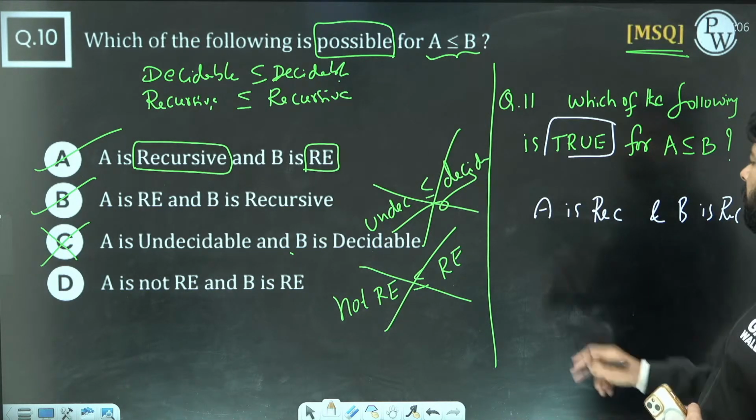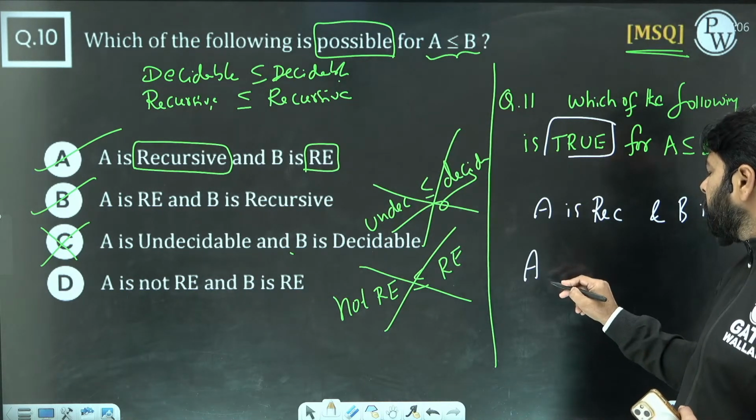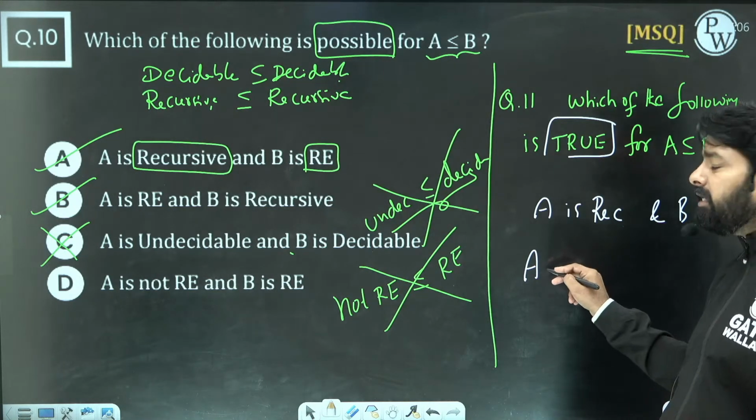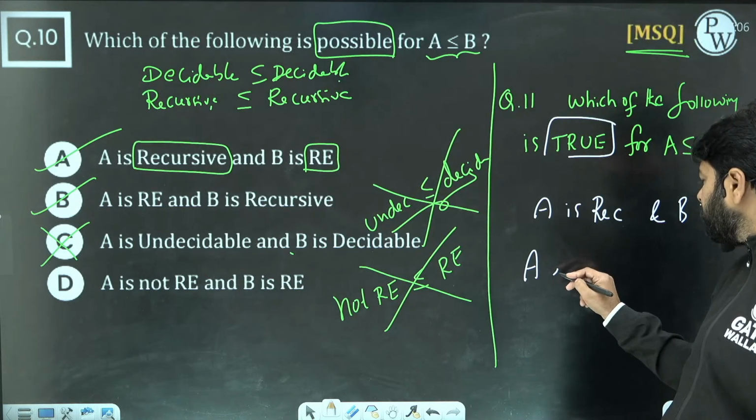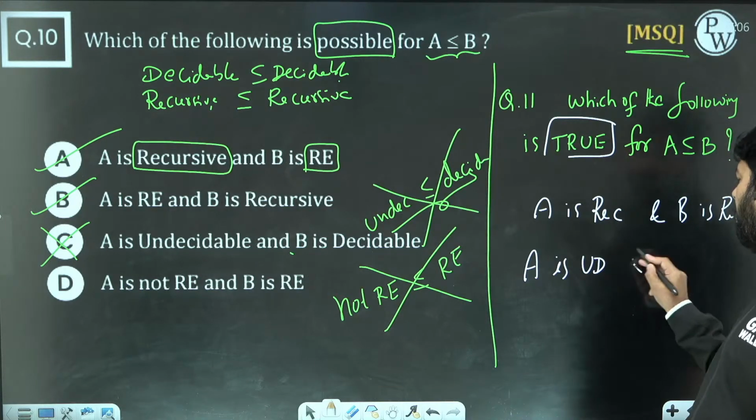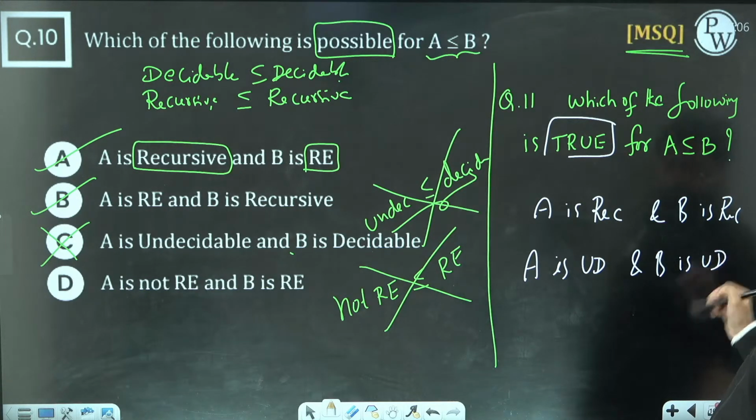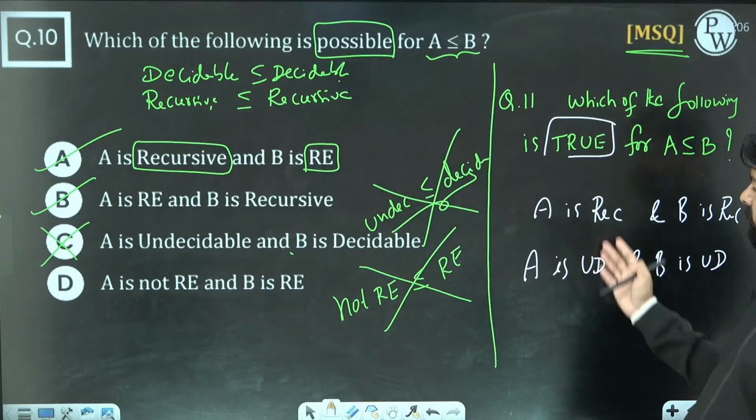The other one, A is what else? When B is decidable, what else can I say about A? A is undecidable and B is undecidable. How did you get that? When B is undecidable, A is always undecidable.